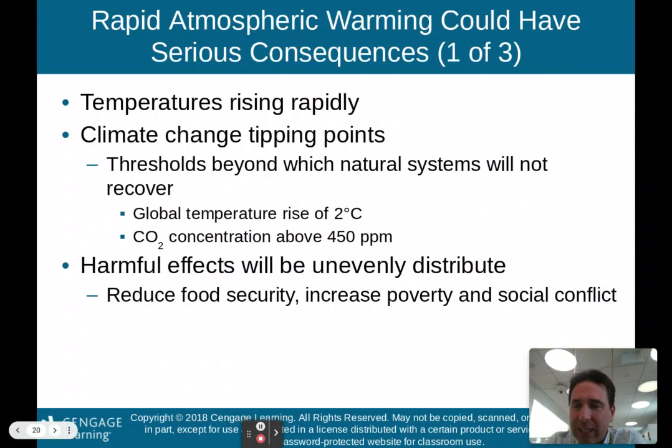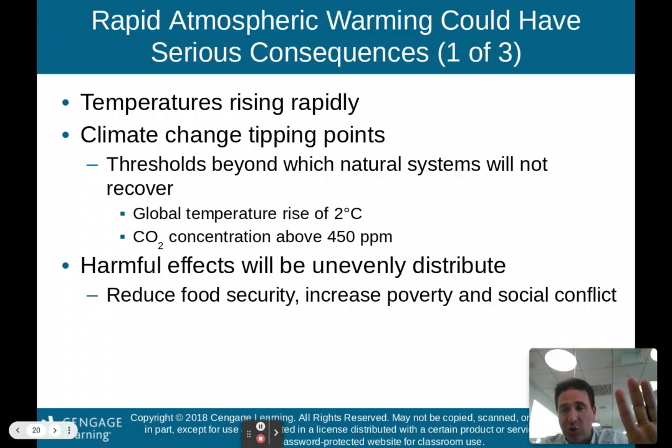Temperatures are rising rapidly. Climate change tipping points. This is the threshold beyond which natural systems will not recover. So if we get a global temperature rise of 2 degrees Celsius, which is another degree, right? We've gotten to 1 degree. If we go another degree, or if carbon dioxide concentrations rise above 450 parts per million, our models that project out what's going to happen say that our natural systems will never be able to recover if this happens.